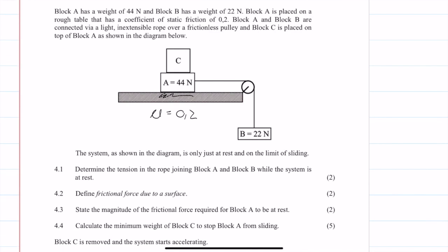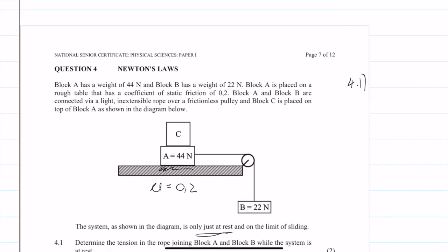Determine the tension in the rope joining block A and B while the system is at rest. The system as shown in the diagram is only just at rest and on the limit of sliding, but it is at rest. Important. Okay, so question 4.1. I'm going to start off by drawing a free body diagram of block B.